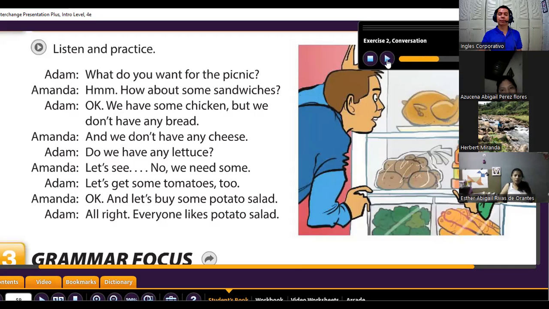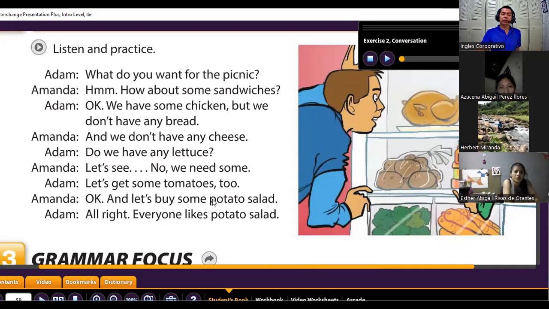We have some chicken, but we don't have any bread. And we don't have any cheese. Do we have any lettuce? Let's see. No. We need some. Let's get some tomatoes, too. Okay. And let's buy some potato salad. All right. Everyone likes potato salad.